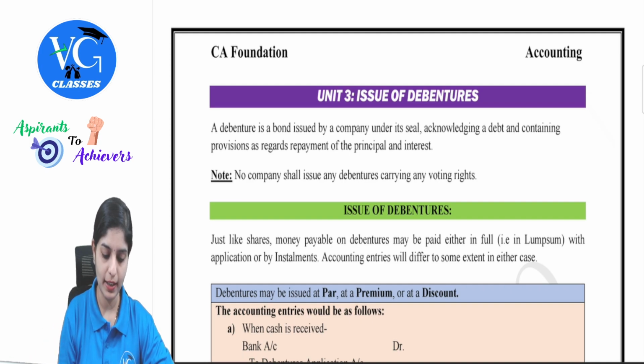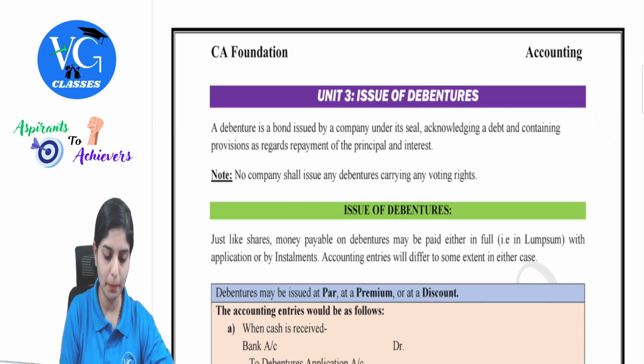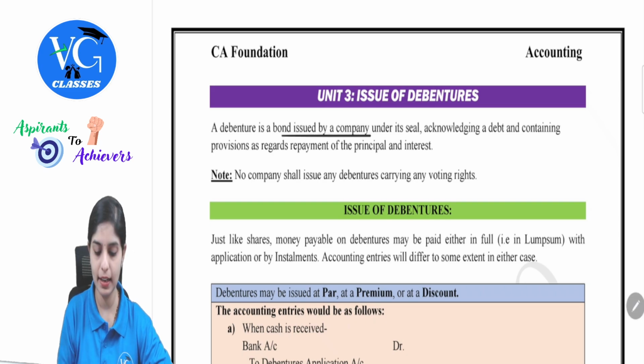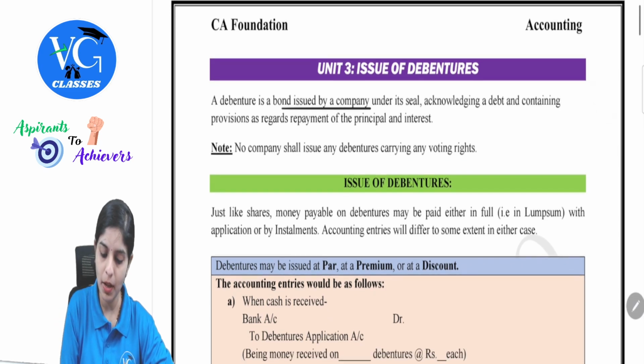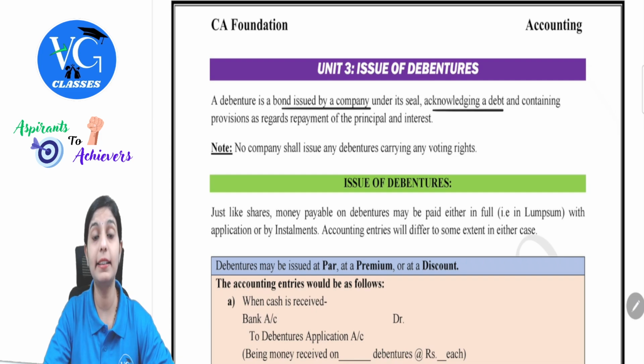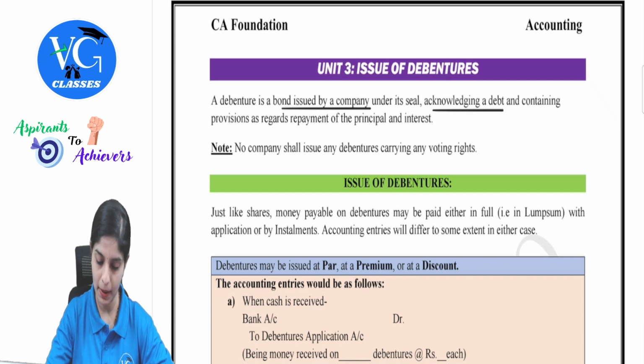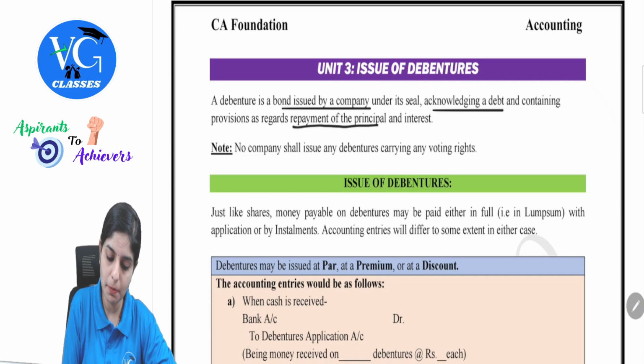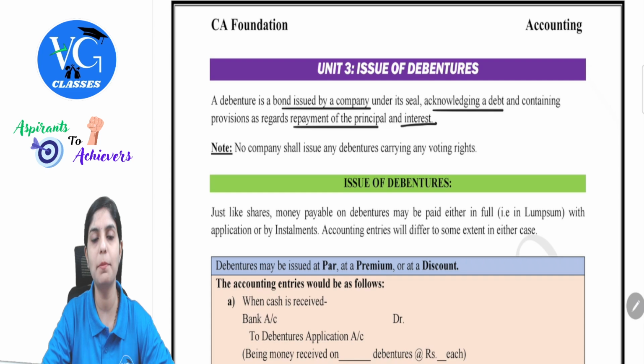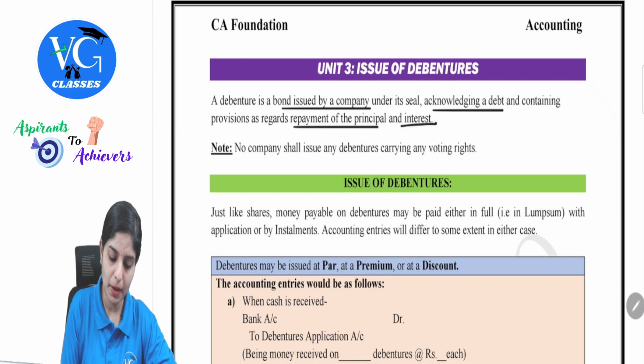So first, debenture. A debenture is nothing but a bond issued by a company under its seal, that is, in the company's name. It acknowledges a debt, that is, we accept that there is a debt resulting out of this arrangement, and it contains provisions with respect to repayment of the principal and interest. That is why it is treated in the nature of a liability. When it is a liability, there comes an obligation to pay, so there is repayment of the principal, along with that there is interest.